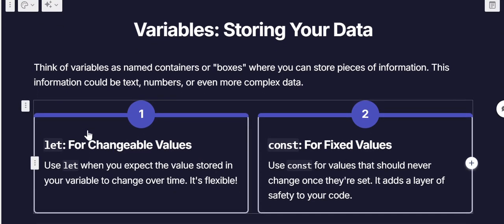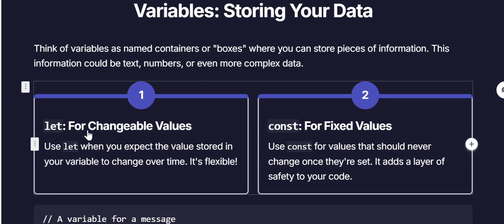Now let's get into variables, storing your data. Think of a variable as a named container or box where you can store pieces of information. This information could be text, numbers, or even more complex data. First, let is for changeable values. Use let when you expect the value stored in your variable to change over time, so it is flexible.